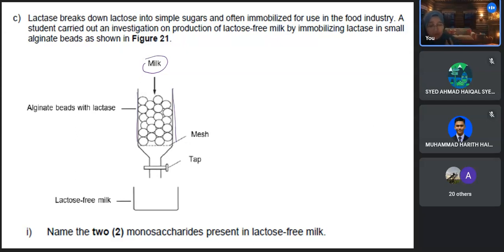Okay, so what do you want as the product? You want to produce milk that is lactose free. Okay, lactose-free milk. So what is the function of this lactase? It breaks down the lactose into its monomers, which are what? Galactose and glucose. Okay, so this lactose-free milk will be much sweeter than the normal milk. Okay. So that's the answer for the first question. Name 2 monosaccharides present in the lactose-free milk: galactose and glucose.